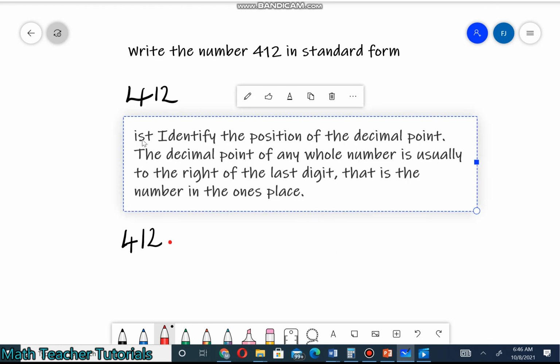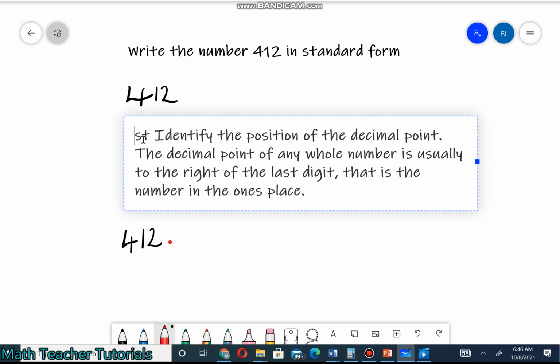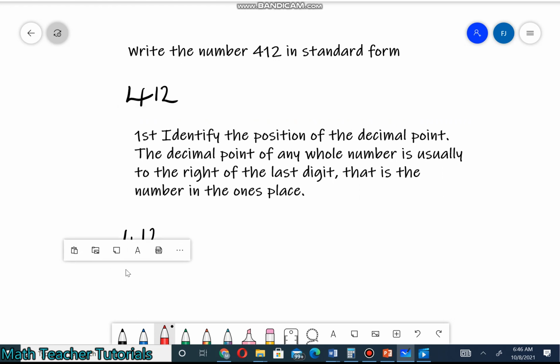The second step that we would need to do, bearing in mind that the aim of writing a number in standard form is to get only one digit to the left of the decimal point, is that we must now either move the decimal point in the appropriate direction to accomplish that objective, or move the digits in the appropriate direction to achieve that objective.